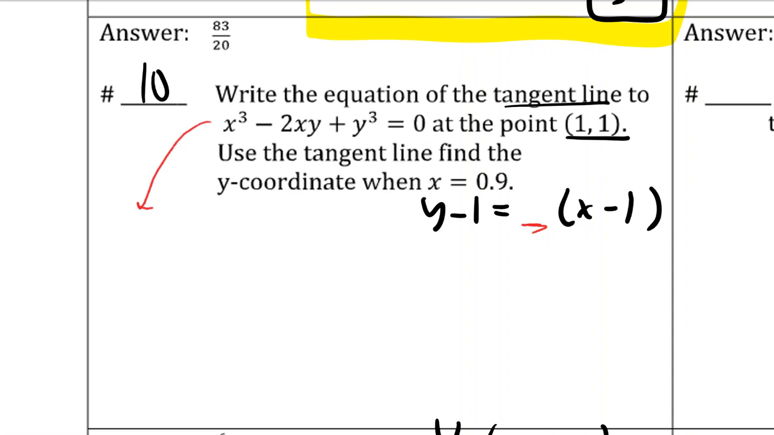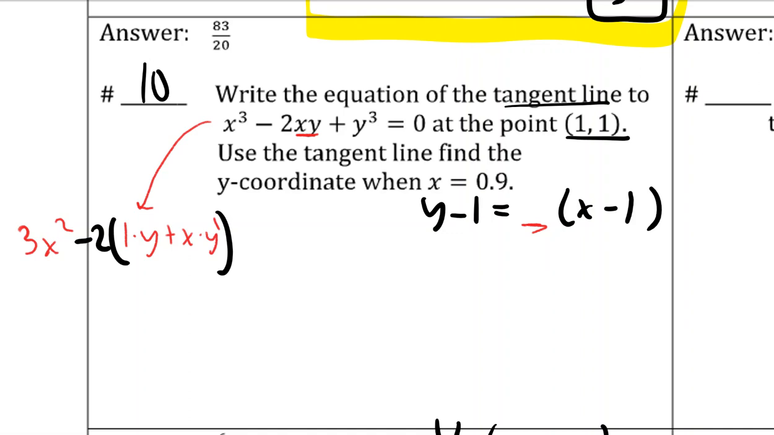So what's the derivative of x cubed? 3x squared. Okay. And then we've got minus 2 times, how do we take the derivative of xy? Like the multiplication rule? Product rule. Okay. So product rule says take the derivative of the first times the second left alone plus the first left alone times the derivative of the second. And what's the derivative of y? Y prime. Okay, good. 1 y prime.